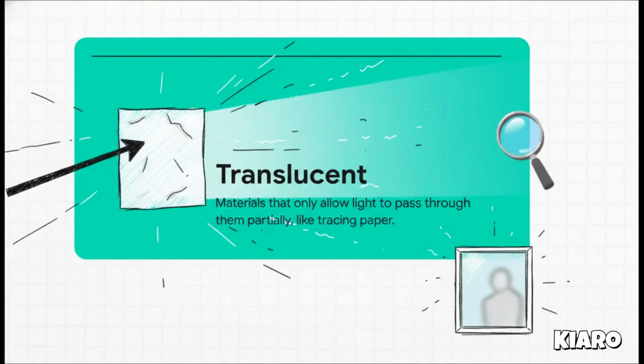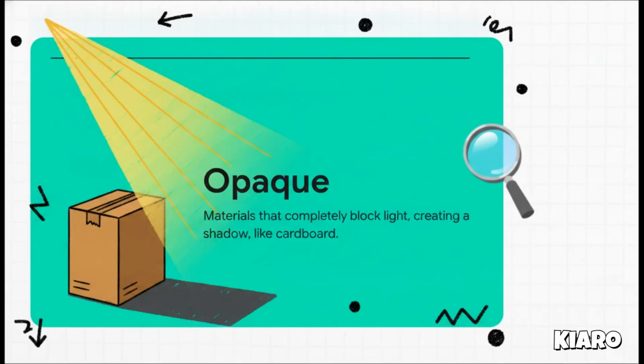Next, we've got translucent. These are your fuzzy middle materials that only let light pass through partially. It's exactly why the torch beam looked so faint and diffuse when we threw the tracing paper in front of it. And finally, opaque. Opaque materials do not let any light pass through whatsoever.